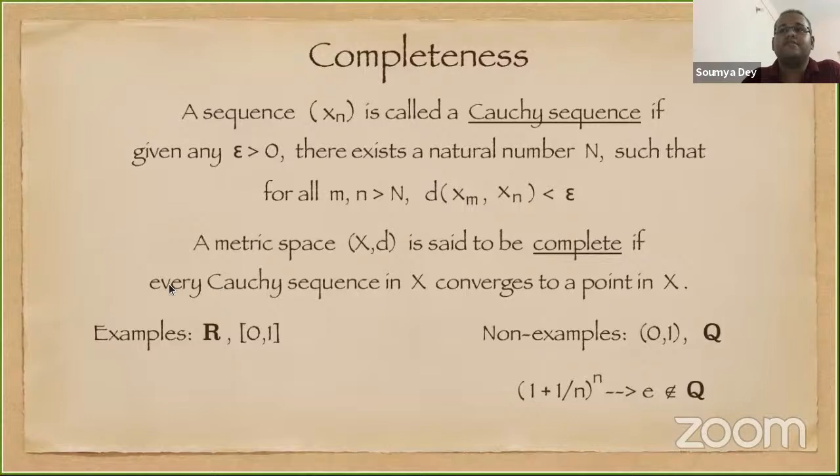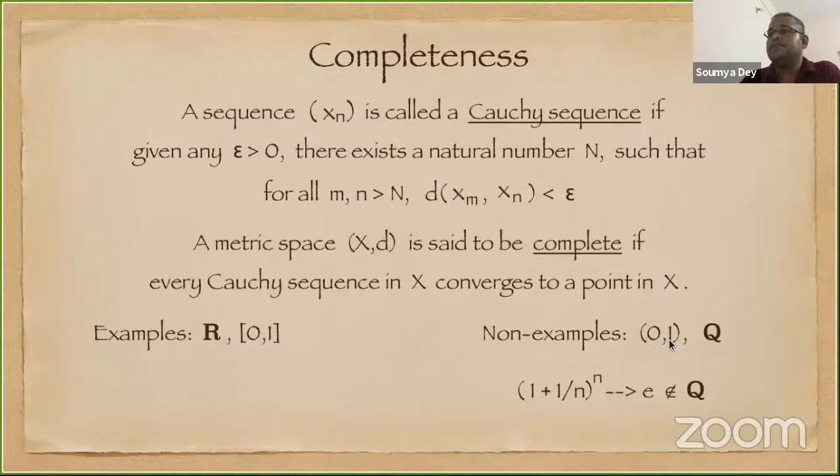What are some examples? Easy examples. Okay. Again, if you take the whole real line, it's of course a complete metric space. What about the closed interval 0, 1? Okay, you can check that this is in fact complete.